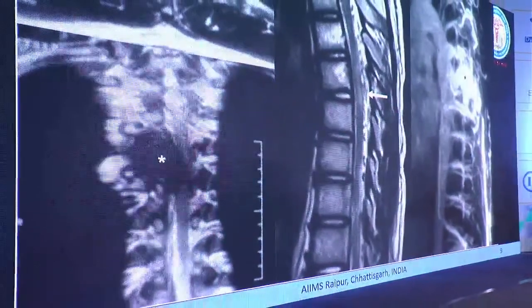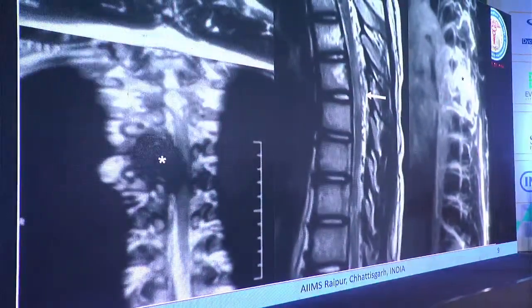So first case, he was a 16-year male who presented with progressive motor and sensory symptoms as well as bladder and bowel dysfunction for 6 months. And when he came to us, we did an MRI. So here we can see these are the axial, coronal and the sagittal images of the MRI, and this is the MR angio. So we are seeing here that this is a large flow void in the ventrolateral aspect.